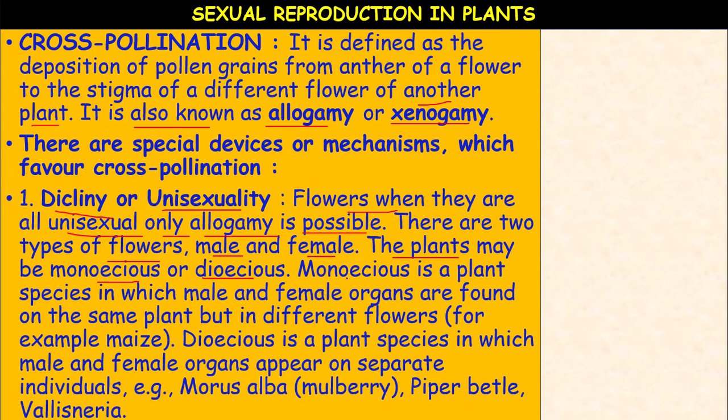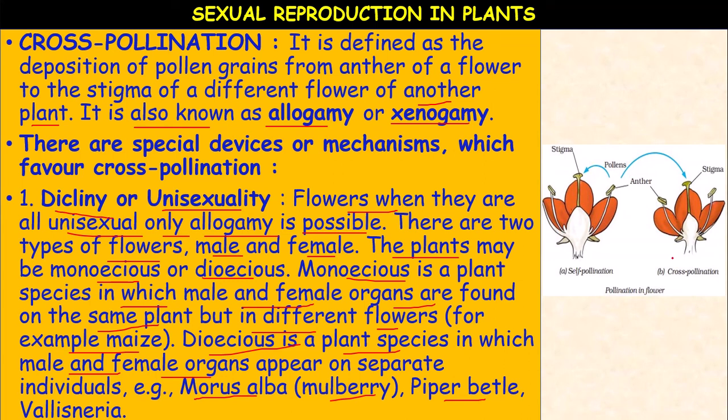Monoecious is a plant species in which the male and female organs are found on the same plant but in different flowers. For example, we can consider maize. Dioecious is a plant species in which the male and female organs appear on separate individuals. Examples: Morus alba, mulberry, pepper betel, Vallisneria. So, dioecious plants are those in which male and female flowers appear on separate individuals.